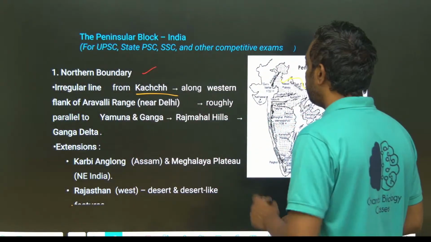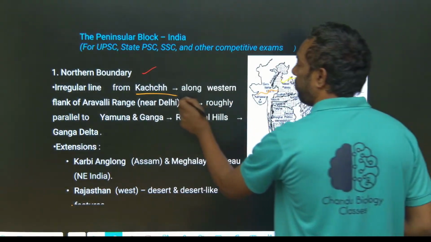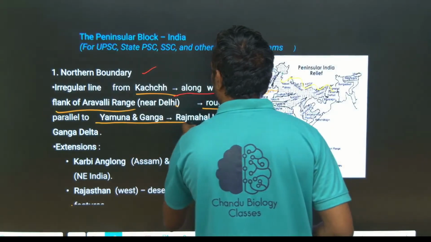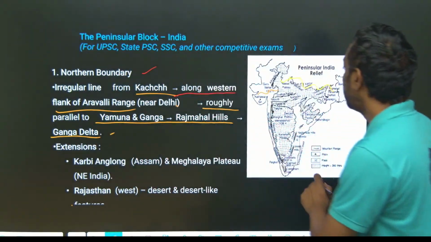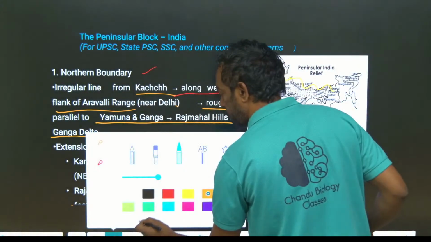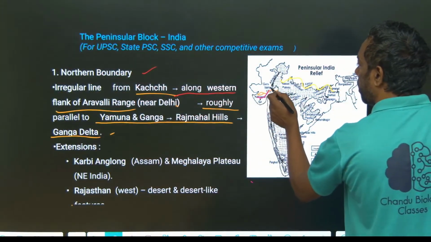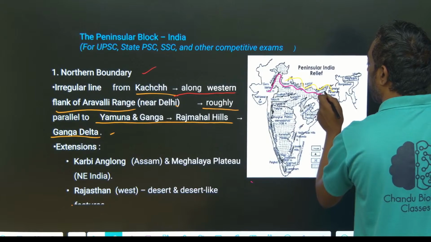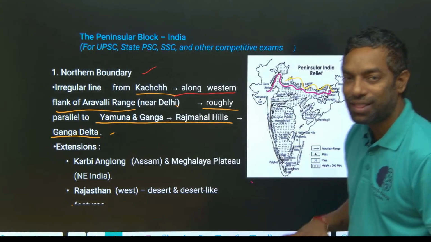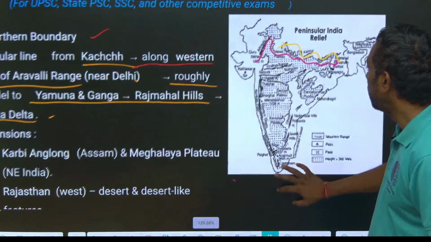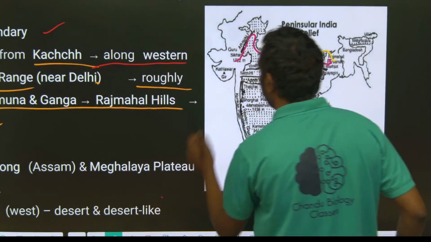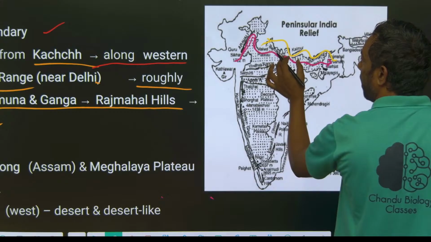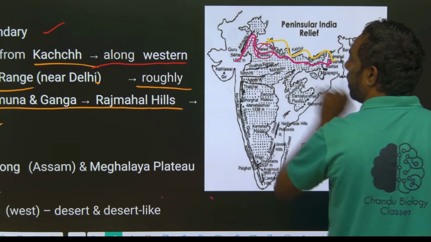From Kutch in Gujarat on the western flank, the Aravalli ranges near Delhi, roughly to the Yamuna and Ganga, the Rajmahal Hills and the Ganga Delta. From Kutch to Delhi, the Indo-Gangetic plate and the Chota Nagpur plate. This is the north part. Just look here, the northern plate from Kutch, Gujarat to Delhi, this is the mainland, the Gangetic plain.